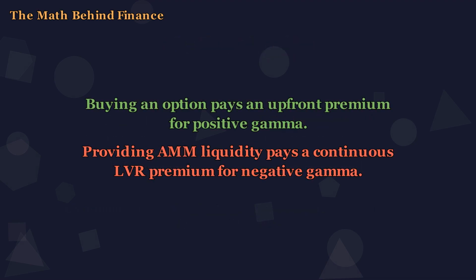Here is the key sentence to take away. Buying an option pays an upfront premium for positive gamma. Providing AMM liquidity pays a continuous LVR premium for negative gamma. Now that we understand the option economics of AMMs, let us turn to a completely different DeFi building block: lending protocols and their interest rate curves.